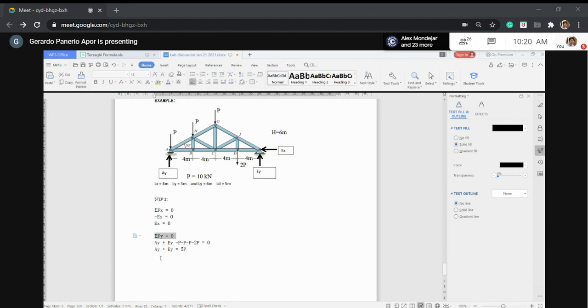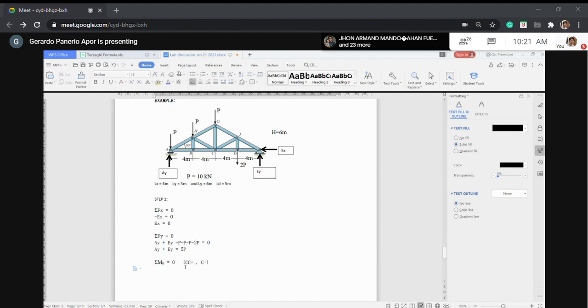Need to copy that. And I will say summation of moment. Now, moment, you should have a moment center, like for example, E. I will just put this into a subscript. Moment about E must be equal to 0. So here you use counterclockwise positive and clockwise negative.